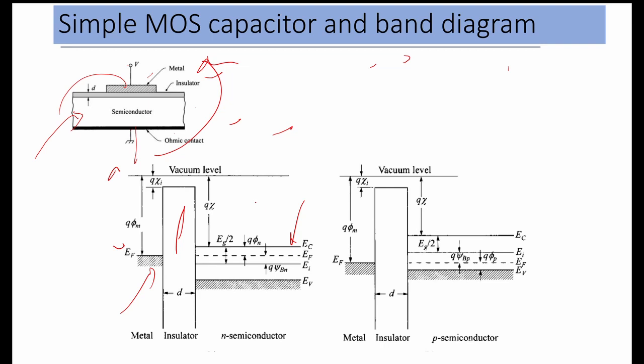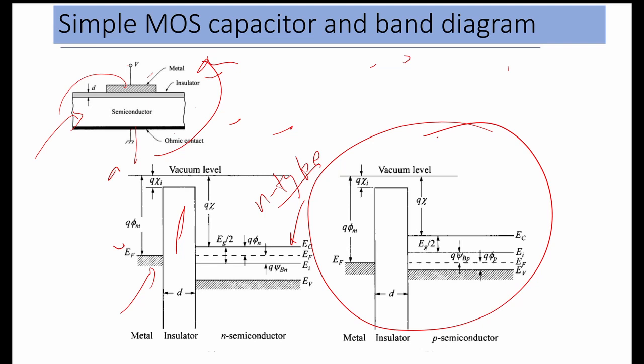So this is the n-type semiconductor. And this one is for the p-type semiconductor, as the Fermi level is in the bottom half, near the valence band. So this is the p-type semiconductor.